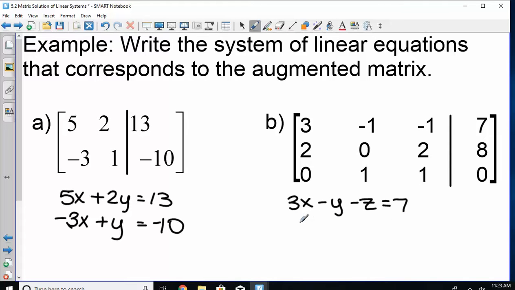This equation has a 0 for the y, so we just leave that off. So 2x plus 2z equals 8. And what's the last equation? 5 plus z equals 8. Okay.